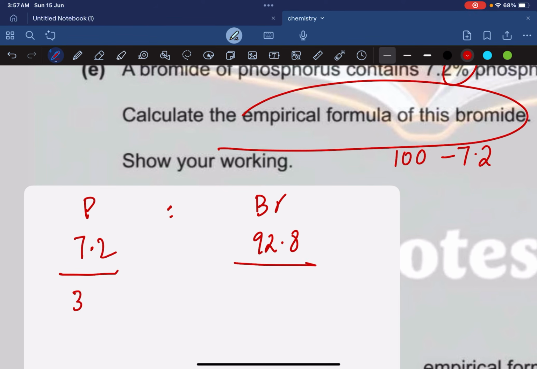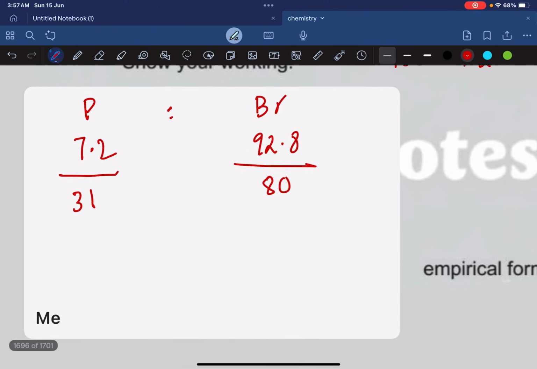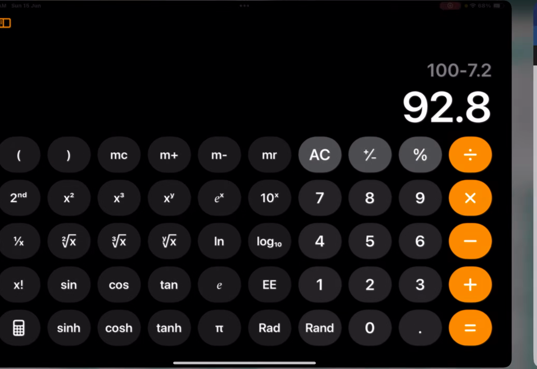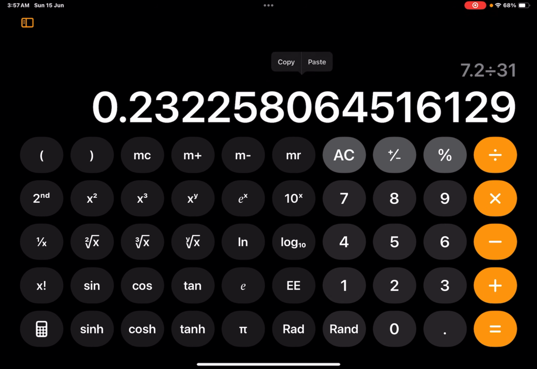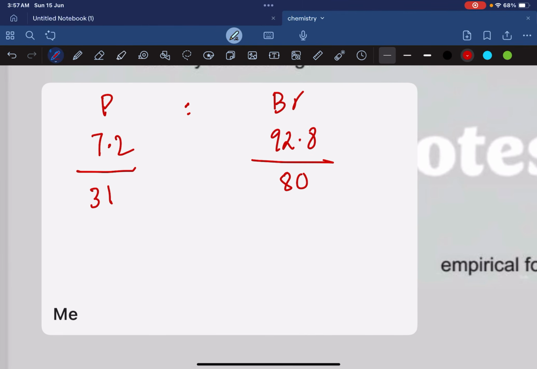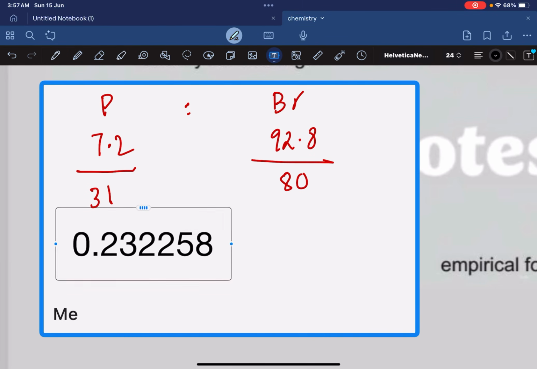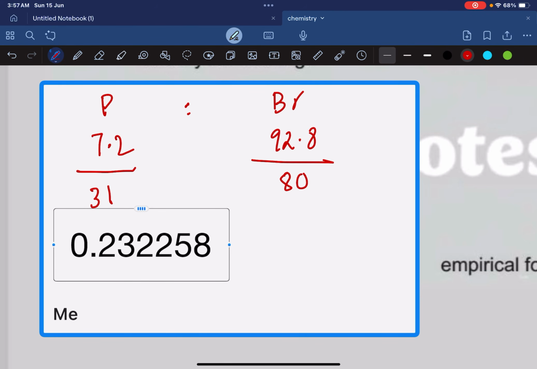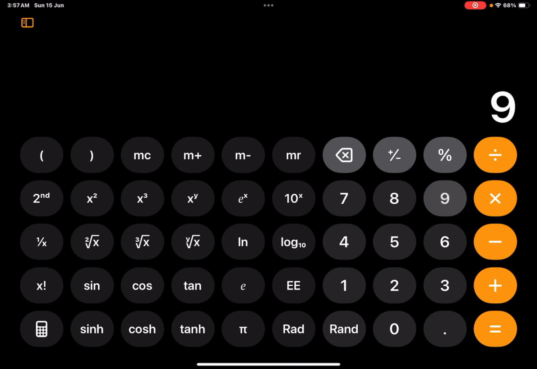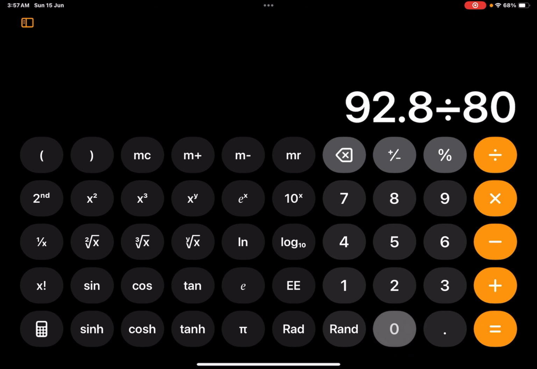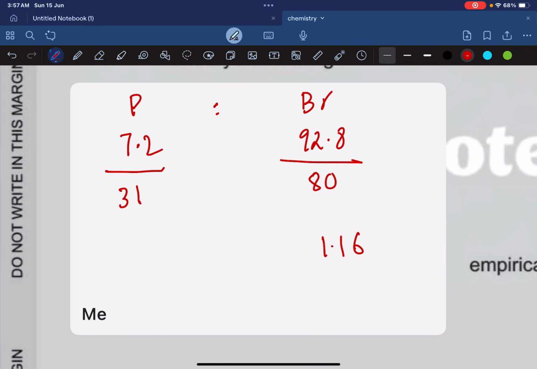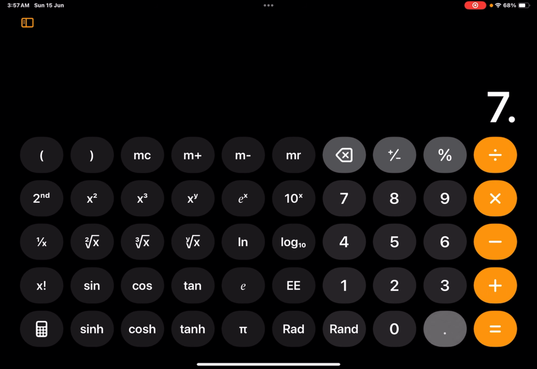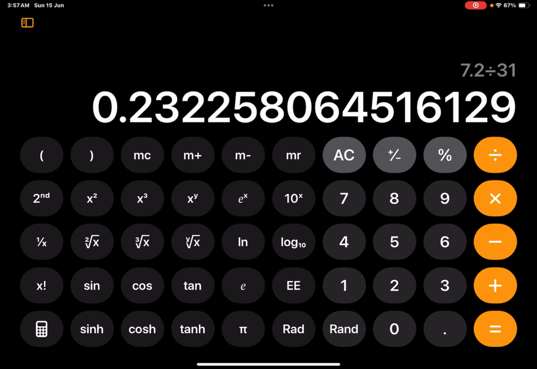Phosphorus is 31, I guess. Bromine is 80. Let's check. 7.2 divided by 31. Next, 92.8 divided by 80 gives 1.16. Where did my earlier number go? Okay, let's do it again. 7.2 divided by 31 gives 0.23.